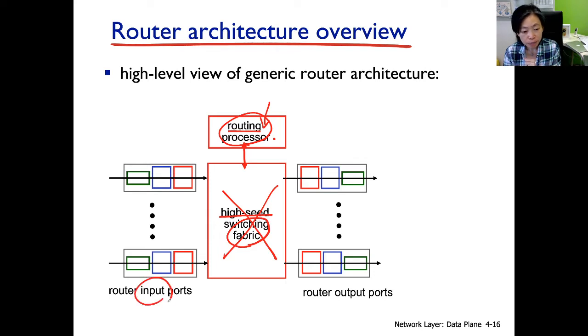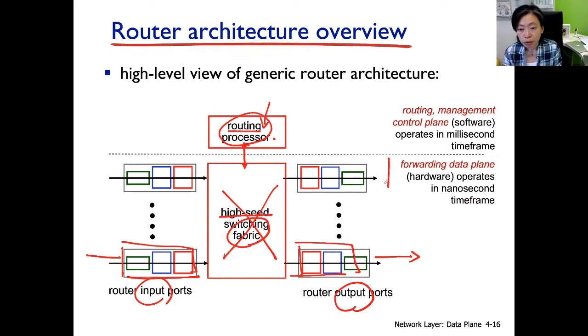Third, the input and output ports. By input ports and output ports, I actually meant the network interface cards that we use to connect to the routers that are passing packets in, as well as connecting to routers that we pass the packets out to.